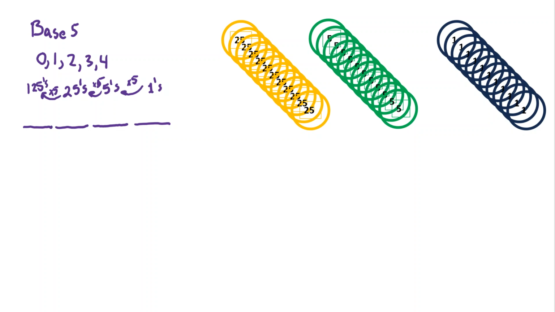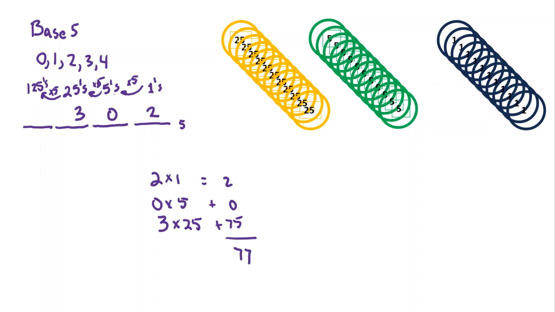So for example, if I had 302 base 5, what that means is I have 2 1s, I have 0 5s, and I have 3 25s. Well, that's 2 plus 0 plus 75. In base 10, this would be the number 77. That's how this works, okay?